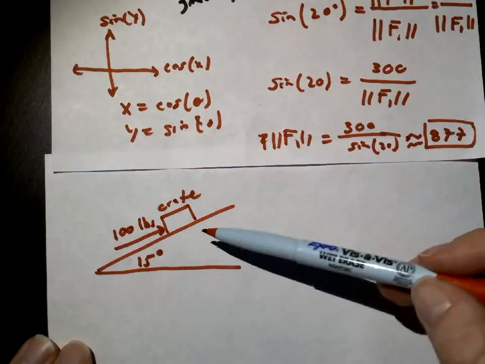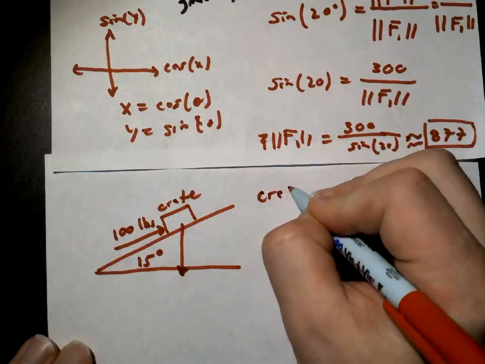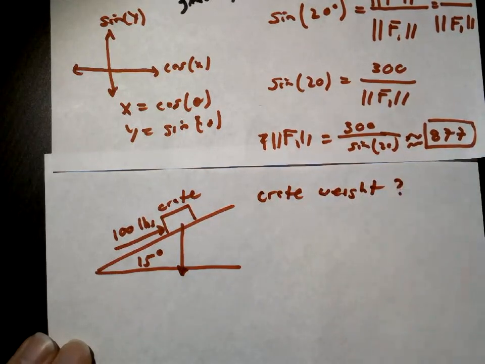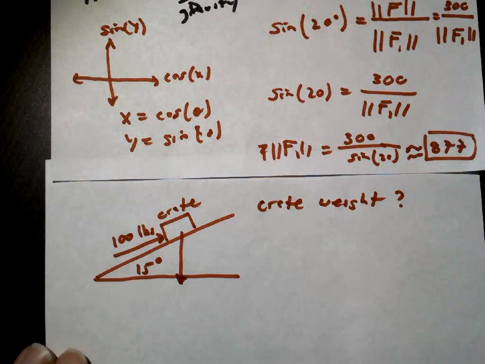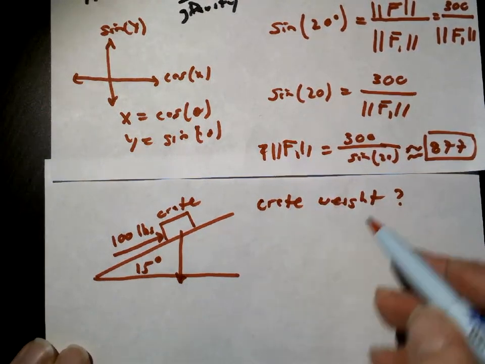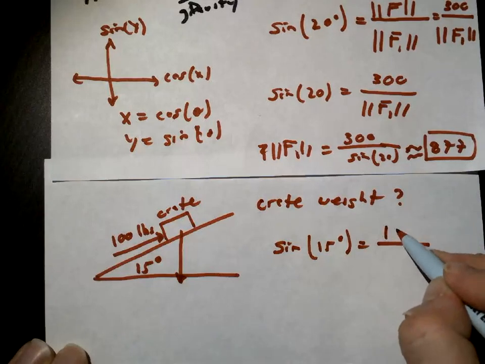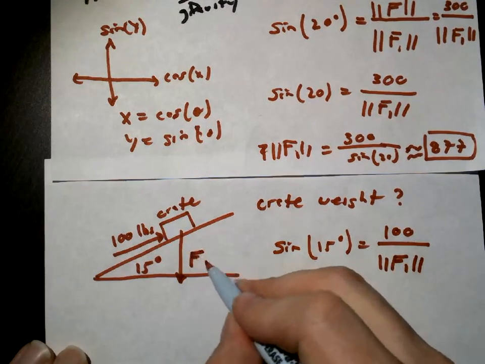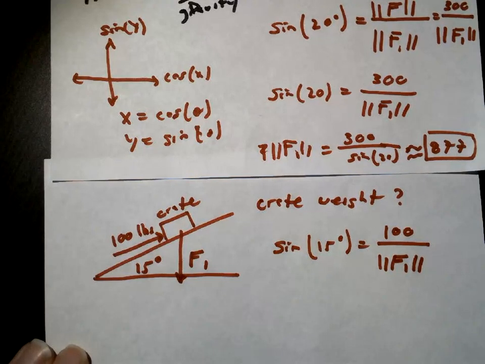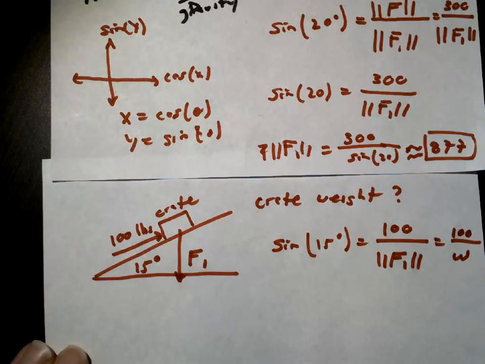Well, can we take our idea and find how much the crate weighs? So, crate weight. We don't know what that is; we're trying to find that. So we're going to take our idea of this and fill in the blanks here. That's going to be sine of 15 degrees equals the 100 pounds of force, which requires the weight. If you really wanted to, you could call this W for weight. It's up to you. In physics, they call it weight because force is really weight.